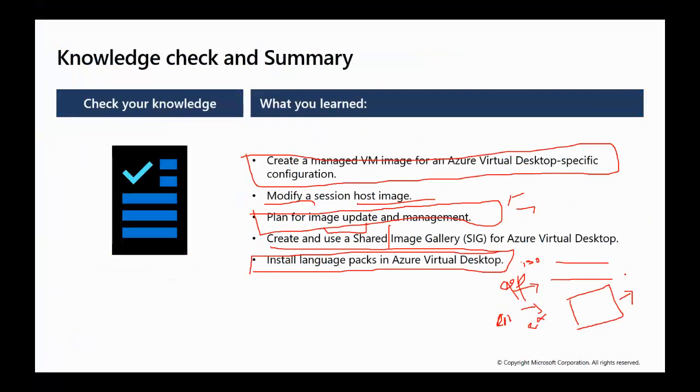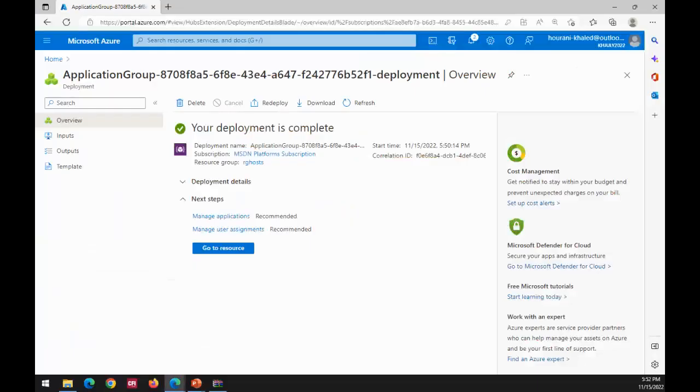I just generalize this image. How do I generalize this image? By using sysprep. And then after that, I can deploy this image to the shared location, to the gallery I created, to the deployment tool I'm going to use. Okay, let's get back to the portal and see where is our deployment.